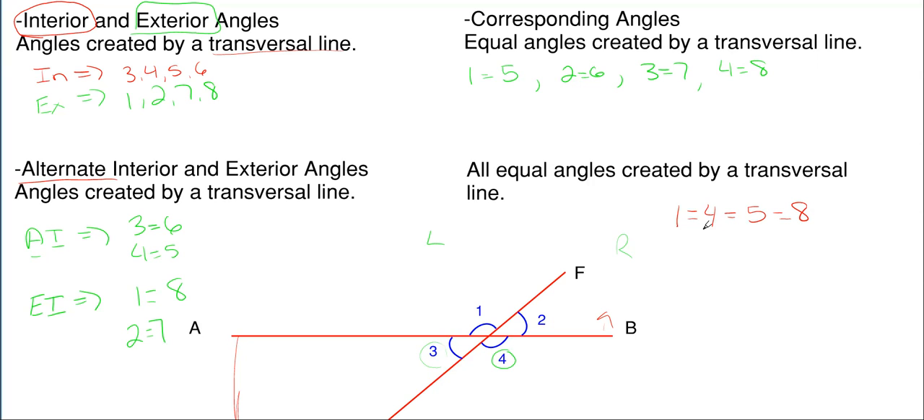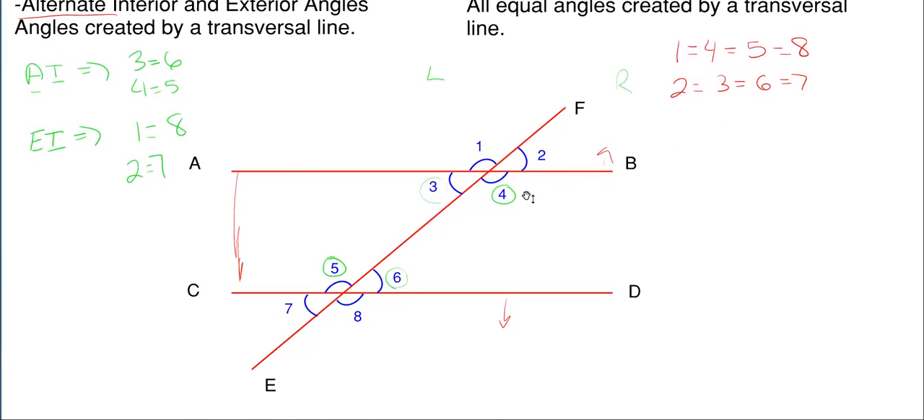And then looking at the second line here, or the second possibilities for angle 2, 2 is equal to 6 and equal to 7. Well, 7's equal to 3, which 3 is also equal to 6. So you could have angle 2, which is equal to angle 3, which is equal to angle 6, which is equal to angle 7.